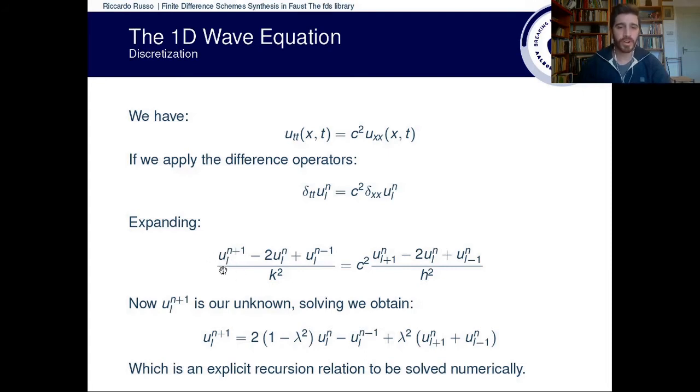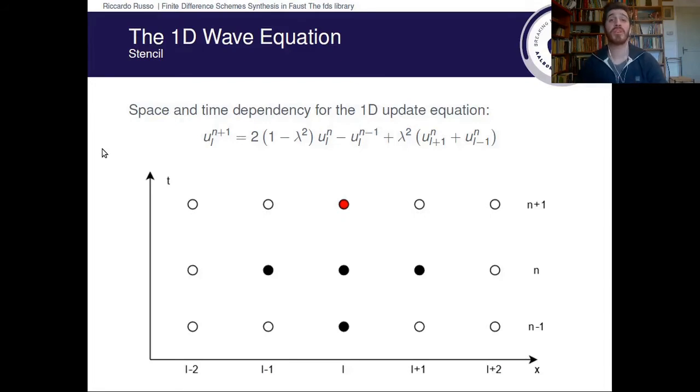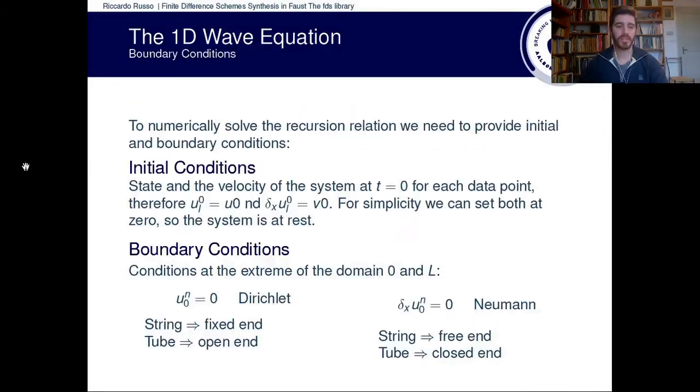If we solve for this, this is what we obtain, which is an explicit recursion relation that can be directly solved numerically. Here you can see a graphical example of the time and space dependency for the relation we obtained in the last slide. Basically, to get the state of our unknown, u l of n plus 1, what we need is the current state of the point l, the current state of the two neighbors, l minus 1 and l plus 1, and the past state of l. So you might have asked yourself, how do I know the current and previous steps?